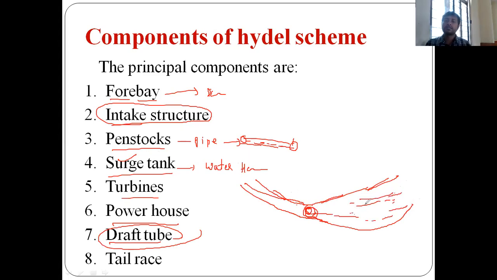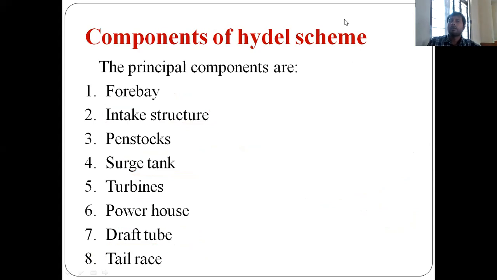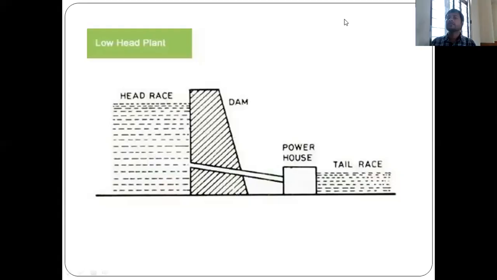This draft tube is designed in a special manner, special design. By using this draft tube, water from the dam cannot be released fast, as the draft tube will oppose the sudden releasing of the water, so that the water pressure can be controlled by using the draft tube. And the tail race, tail is nothing but end, this is the ending part, nothing but the tail race. So these are the parts of the hydro power plant.